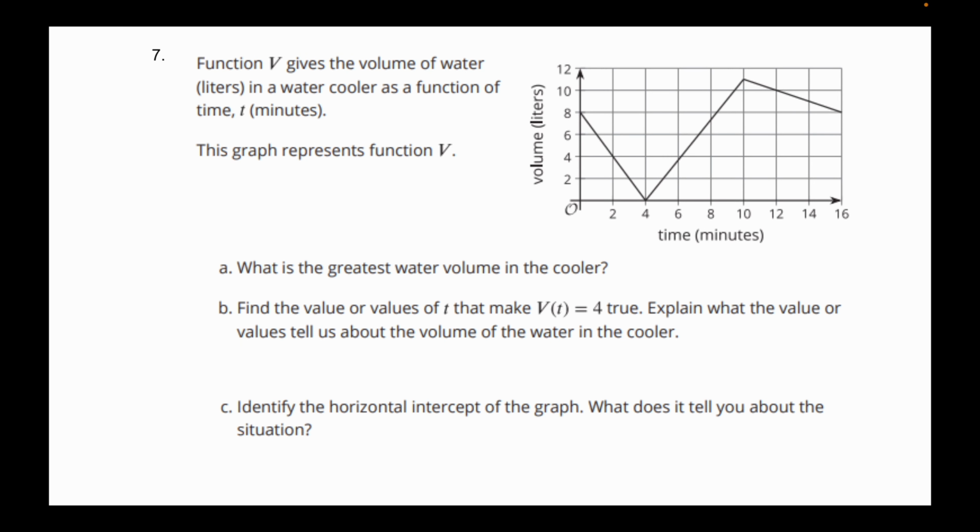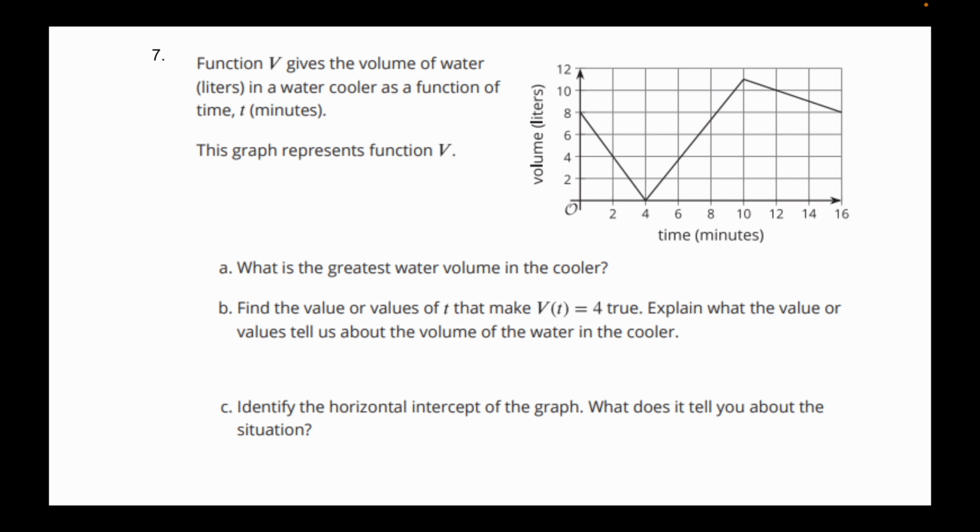Okay, let's take a look now at question 7. Function v gives the volume of water in liters in a water cooler as a function of time t, which is minutes. This graph represents function v. What is the greatest volume of water in the cooler?